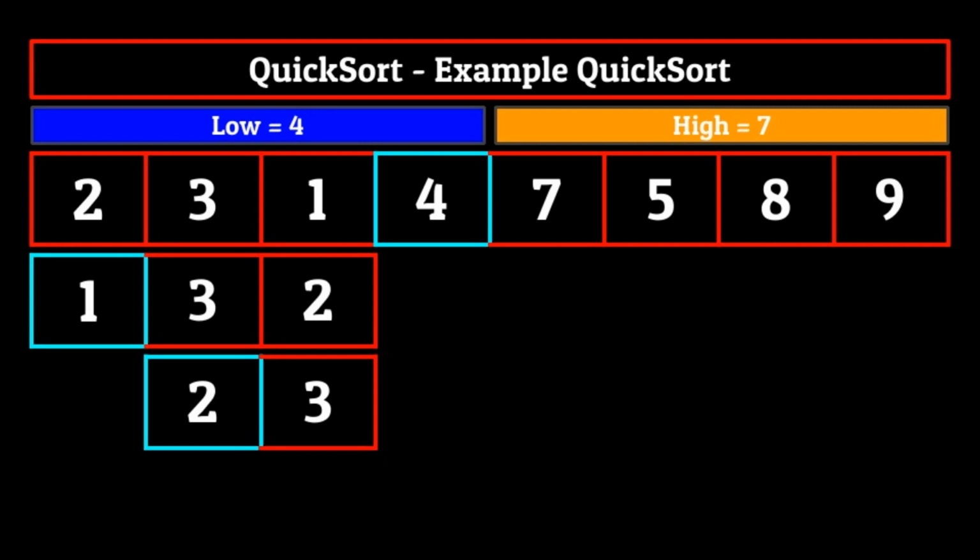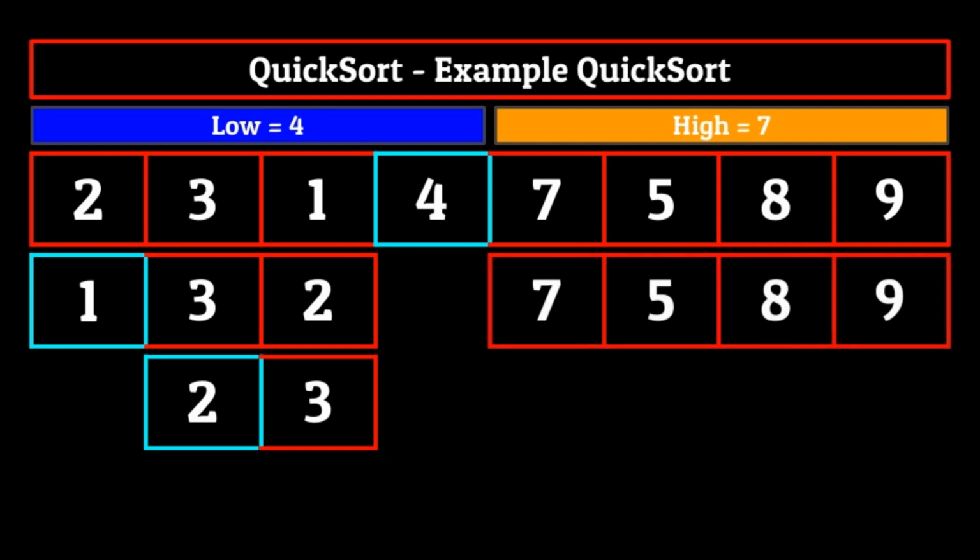We begin by partitioning this dataset, which calls for another run through the partition function. We start by setting up our traversing indexes. The low index is the same as the low integer, which was passed into the function, and the high index is the high integer passed into the function minus 1, and of course the pivot is just the high integer passed into the function.